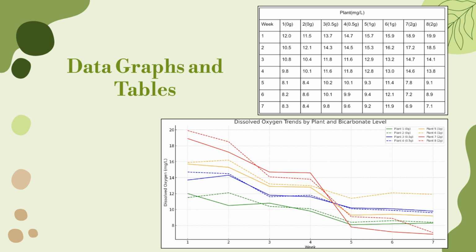Okay, so here are our graphs and data tables just to go over some numbers. Week 1 in our data table of plants number 8 with 2 grams and plant number 7 with 2 grams, they both have 18 and 19.9 milligrams per liter of dissolved oxygen, which is much different than the 12 and 11.5 milligrams in plants 1 and 2. As shown in the graph, the plants with higher sodium bicarbonate levels immediately produced higher amounts of dissolved oxygen.